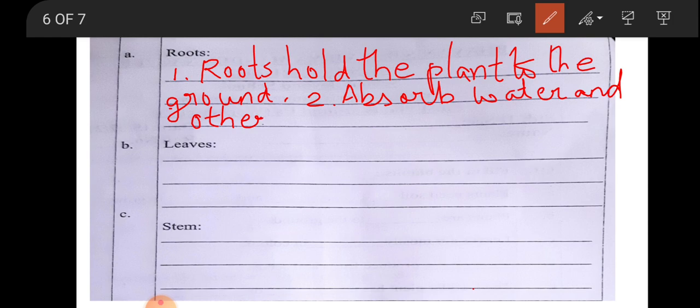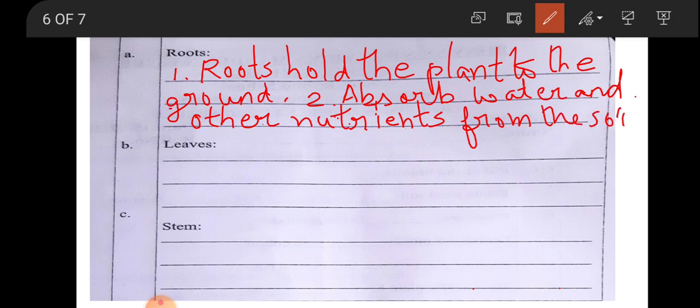Okay. If I write in joint handwriting, it creates a problem. Okay, other nutrients बेटा. Nutrients का मतलब food होता है. Our body also needs nutrients, minerals and nutrients from the soil. SOIL, full stop. Now what is the function of the leaves? The leaves make food, make MAKE, make food, FOOD.